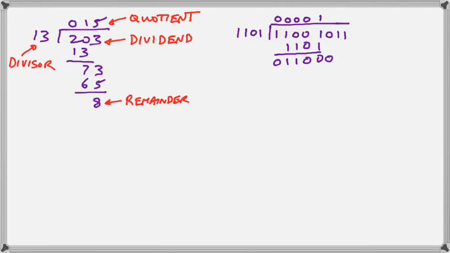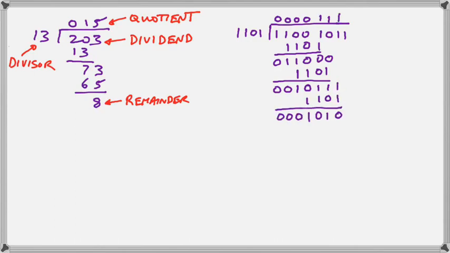We bring down another 0, and once again we go. We can take away 13, so we put a 1 above. And we end up with some remainder which is smaller than 13. So we bring down another digit, and once again we can subtract. So we get another 1 up top, and we're left with another remainder. We bring down the final 1. We do the final subtraction, and we are left with a quotient of 15 and a remainder of 8 in binary. Now let's begin to analyze what we're actually doing.